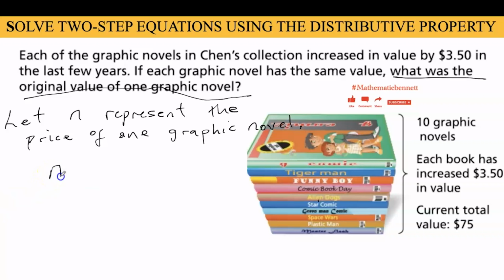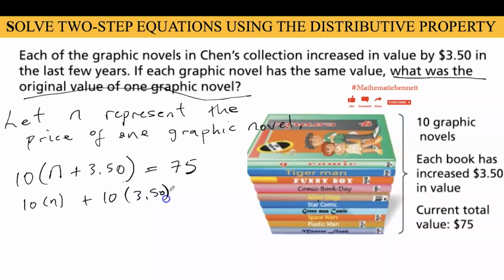Okay, so we know the price of one graphic novel, and they said the value increased by $3.50. So one graphic novel's price increased by $3.50. We need to find the value of 10 graphic novels now. So we have 10 parentheses N plus $3.50, and we know that the total is now $75. From there, we can use the distributive property to expand these parentheses. So we can do 10 times N plus 10 times $3.50, and that should be equal to 75.